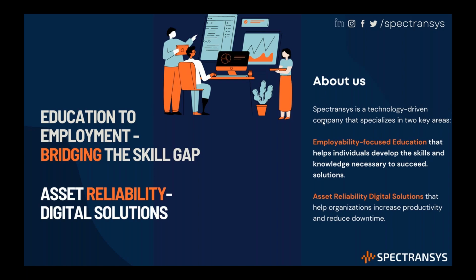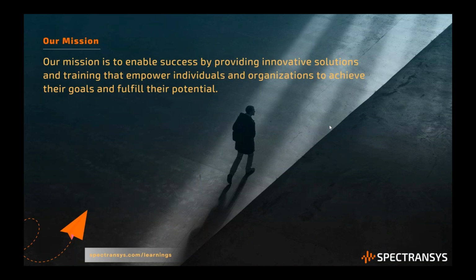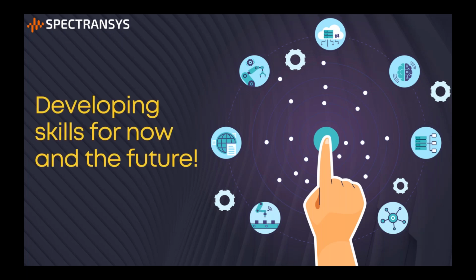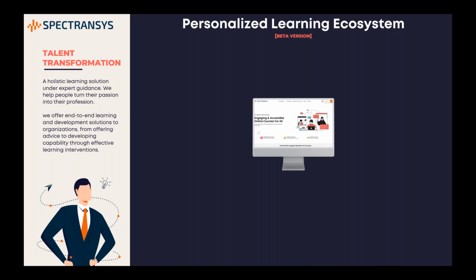Spectransis' mission is to enable success by providing innovative solutions and training that empower individuals and organizations. We understand that success is not a static destination, but a continuous journey of adaptation and improvement. Our commitment to developing skills for now and the future is rooted in our belief that it empowers individuals and businesses. For this, we have built a personalized learning ecosystem that helps individuals and organizations.